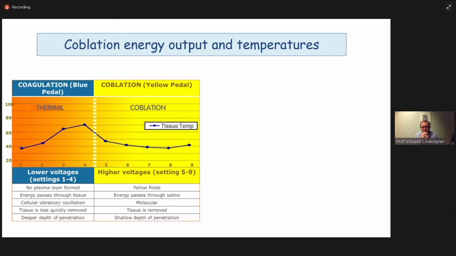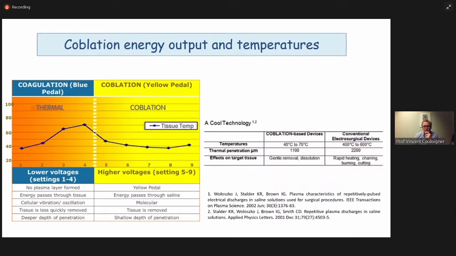Regarding the temperatures associated with the COBLATION, as you can see on this slide, using the coagulation, you reach about 70 degrees Celsius, and using the COBLATION mode with the yellow pedal, you only reach 40 degrees. So these are rather low temperatures. You have really little damage due to heat using COBLATION, and this is one of the great advantages of these instruments. Here you can see by comparison, if you compare with a conventional electrosurgical device, with this conventional device, you reach temperatures like 6,000 degrees. And with COBLATION, as I told you, only 40 to 70 degrees.